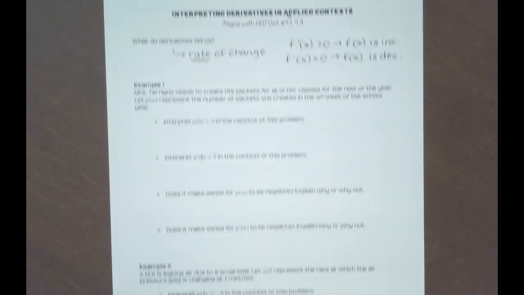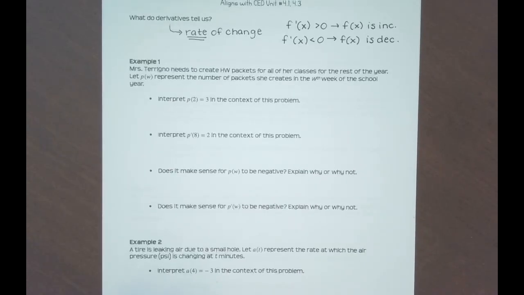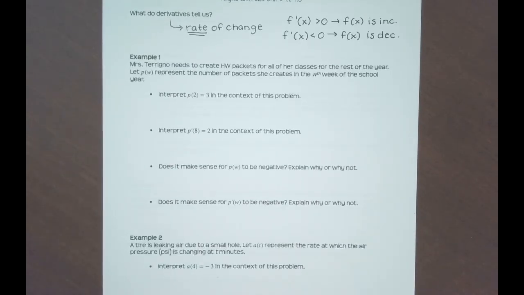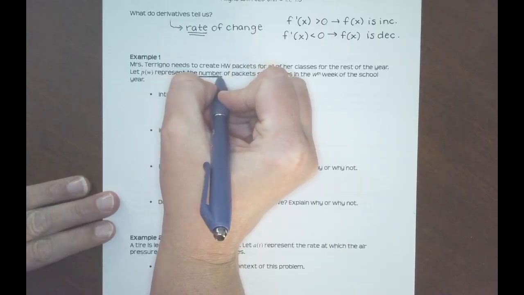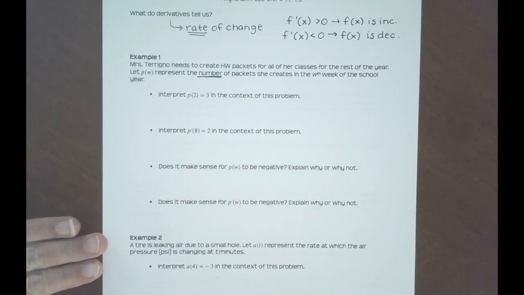Okay, so let's take a look at this first example here. I'm creating homework packets like there's no tomorrow. I'm just sitting in my room and toiling away creating these homework packets. We're going to let P of W represent the number of packets, and I'm going to highlight this word number. You'll see why in just a second. In the Wth week of school.